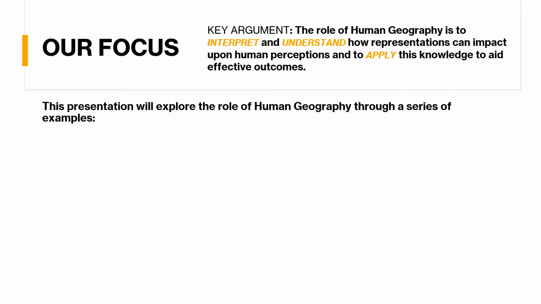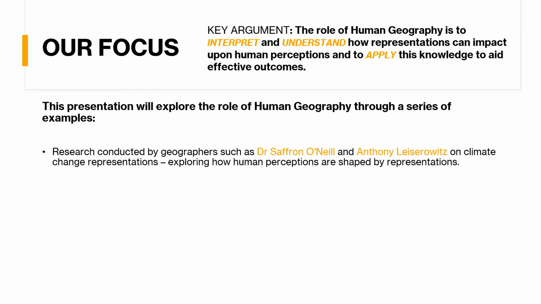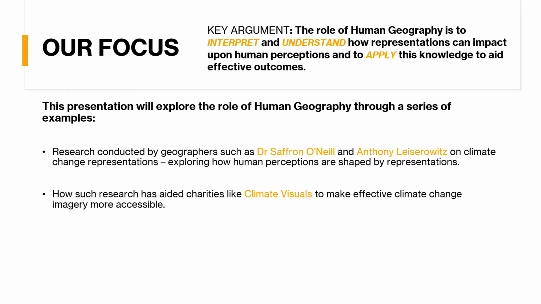We will explore this through a series of examples. Firstly, we'll present research conducted by Dr. Saffron O'Neill and Anthony Leiserowitz on climate change representations, looking at human geography's role in understanding and interpreting human perceptions. Secondly, we will explore how such research has aided the charity Climate Visuals to make effective climate change imagery more accessible, using this to explore human geography's role in aiding effective action against societal issues.